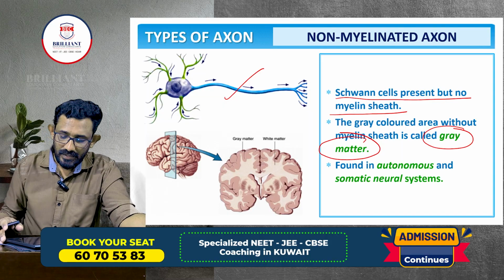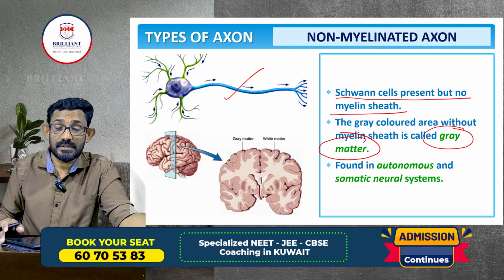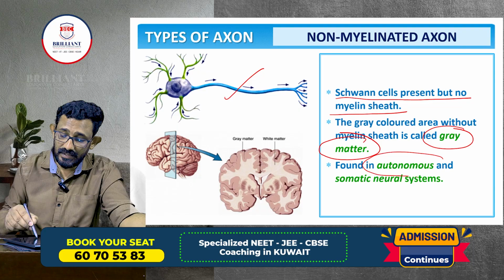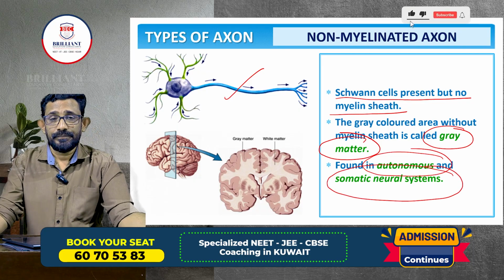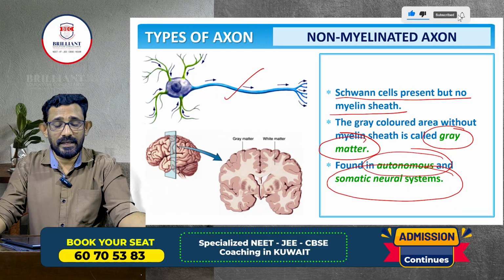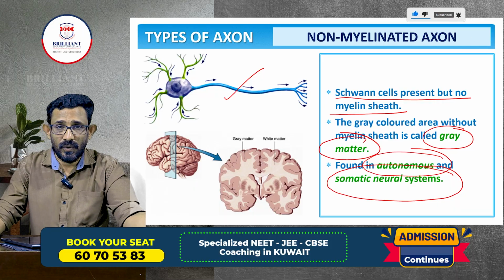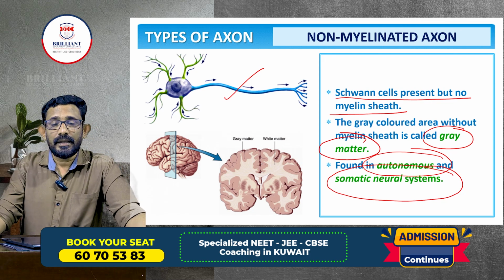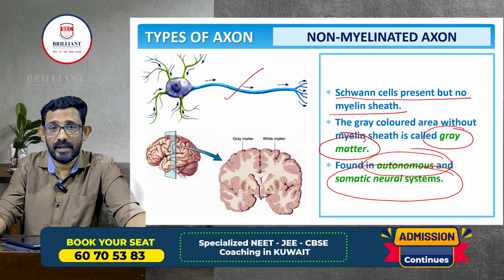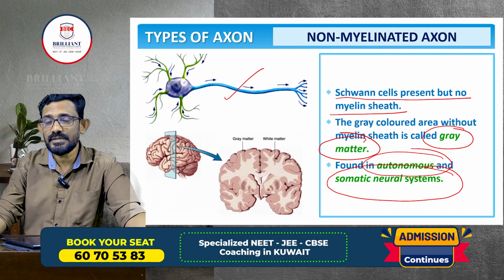And especially these non-myelinated axons are present in the autonomic and somatic nervous system. Hope it is clear about neurons. Once again, I will summarize what we learned. Neurons are the structural and functional unit of the nervous system, and a typical neuron consists of axon, dendron and cell body. And the cell body consists of nucleus and Nissl's granules.